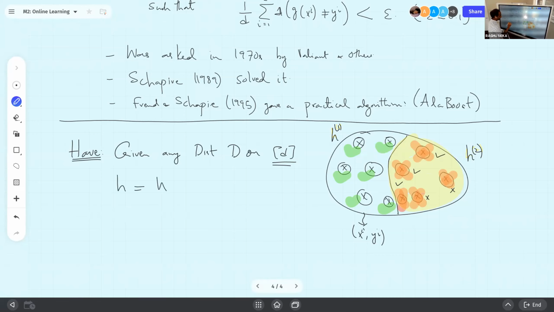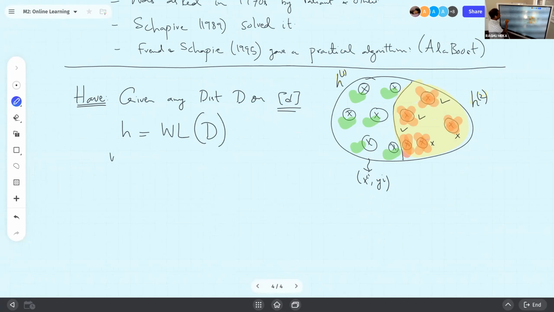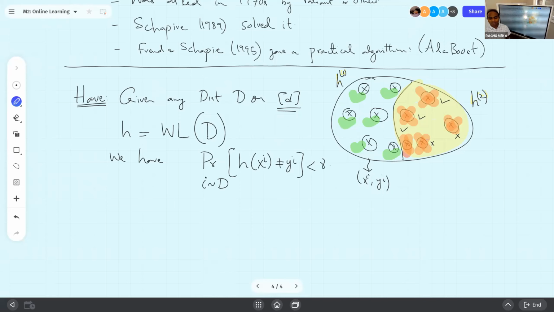If I call the weak learner D, we get... okay, so this is a function that we have implemented. So in a boosting framework, this is exactly what you do.